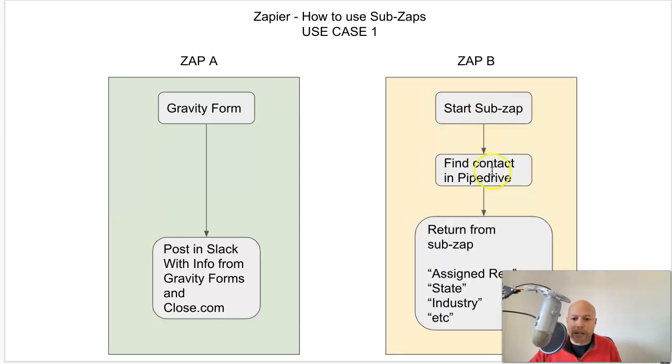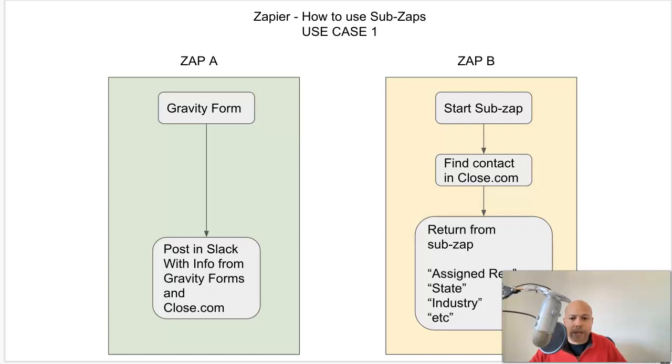When you create a sub-zap, you need to have a second zap. There's Zap A and Zap B. So Zap A, we've got the gravity form, we've got the post to Slack, and then over here in the sub-zap, we're going to find whatever we're looking for in close.com. Then we're going to get the assigned rep, the state, the industry, like whatever other information we needed to get from close, and then eventually push it back over here into Zap 1. So let's go ahead and take a look at how to do that, right?